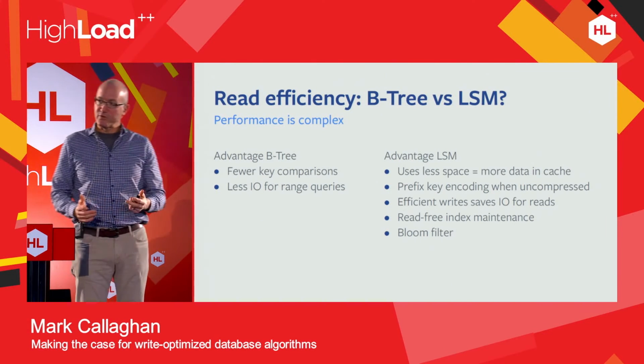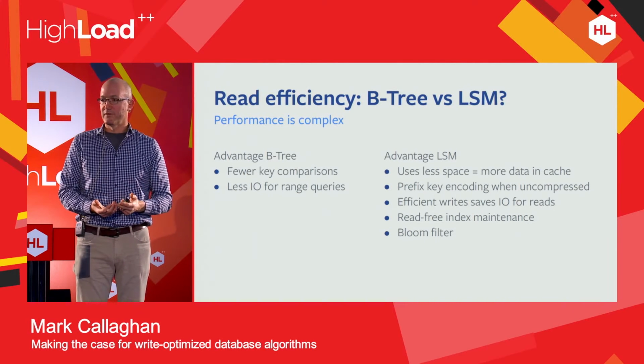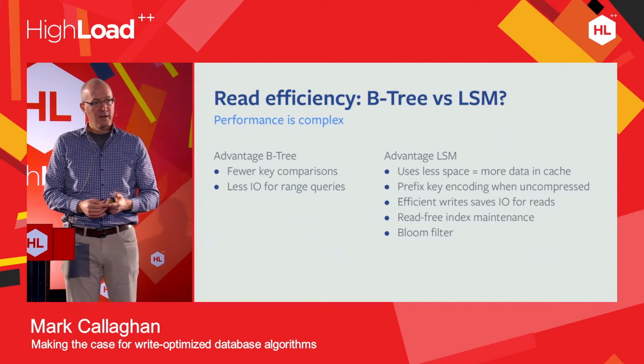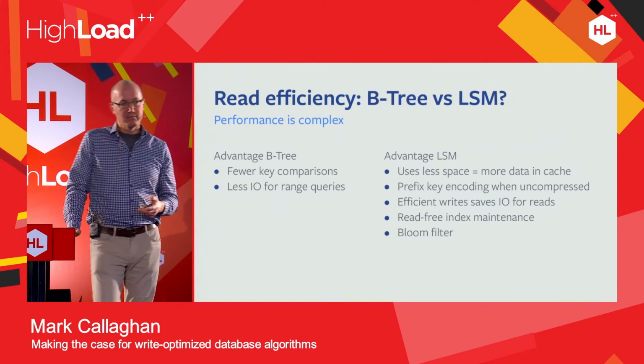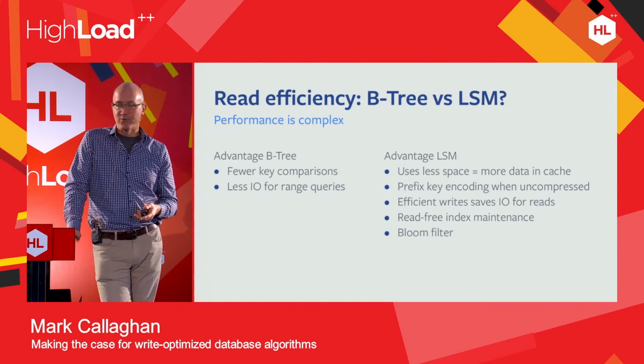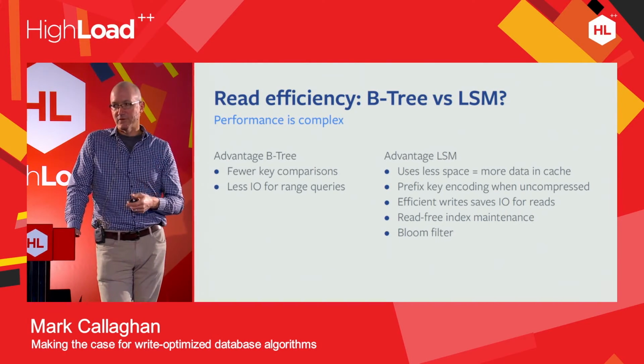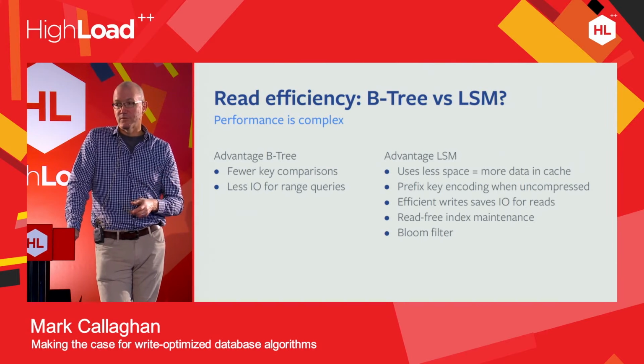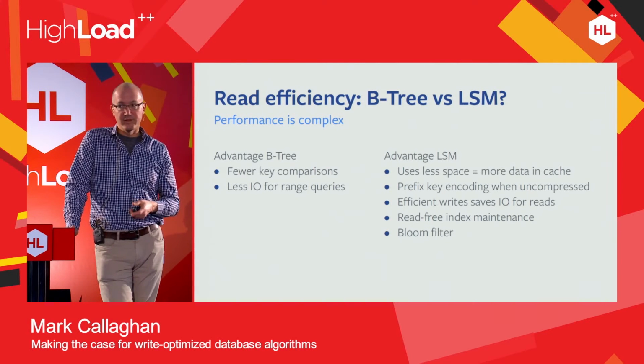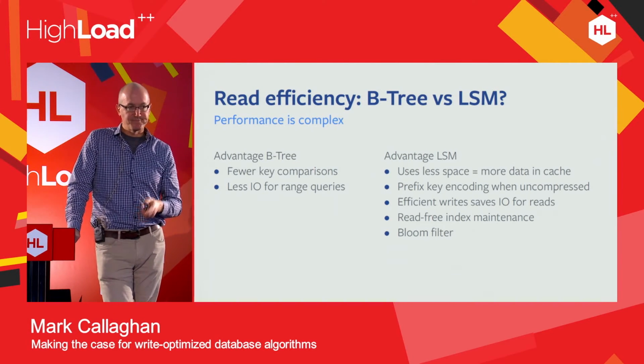The advantage for the B-Tree: fewer key comparisons on searches, and in theory, less I/O for range queries. And in LinkBench, the user database tier workload is very range query heavy.